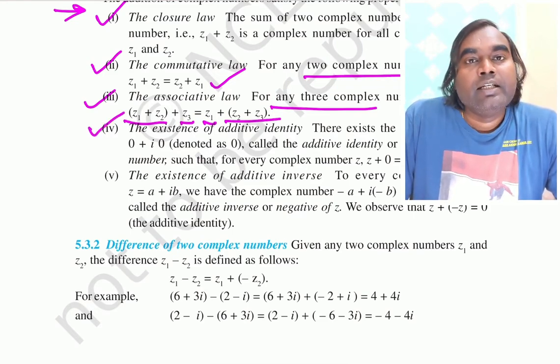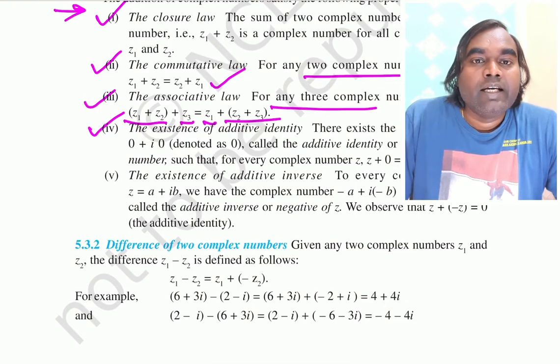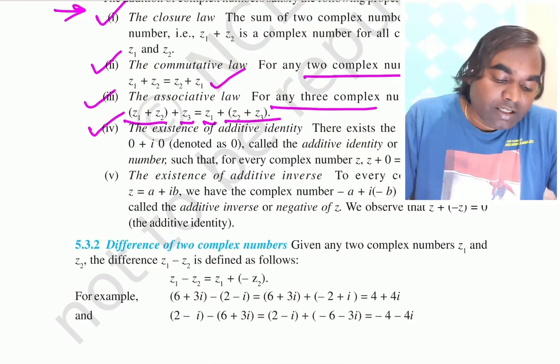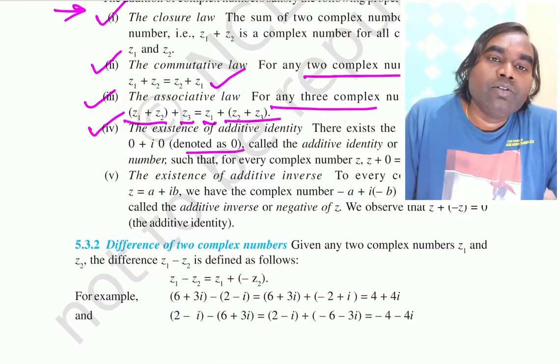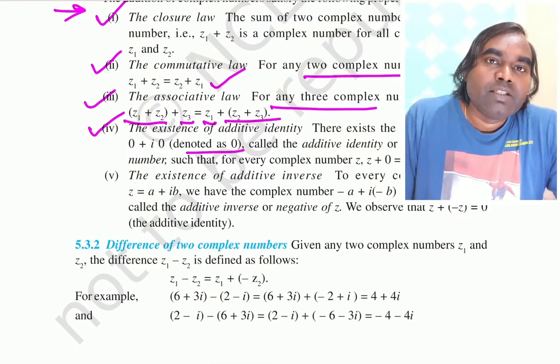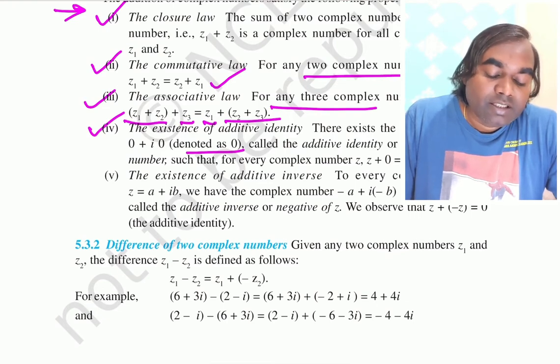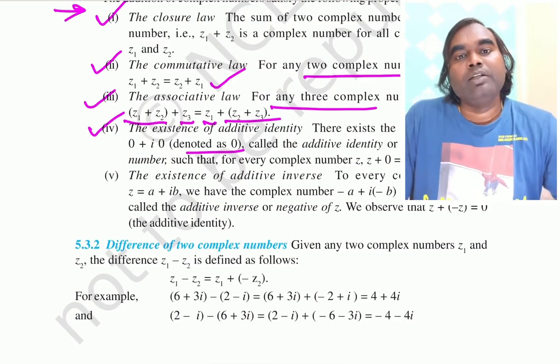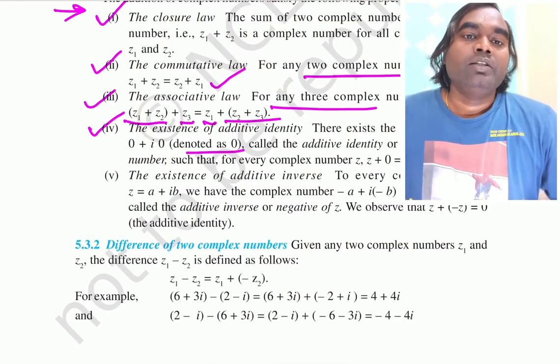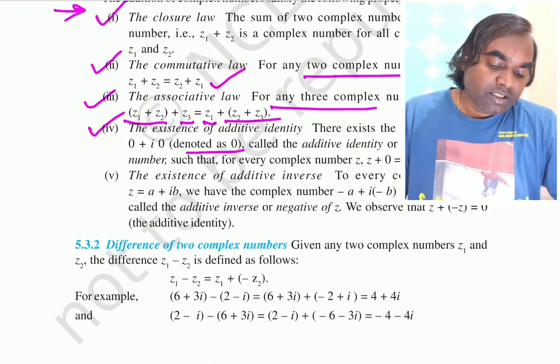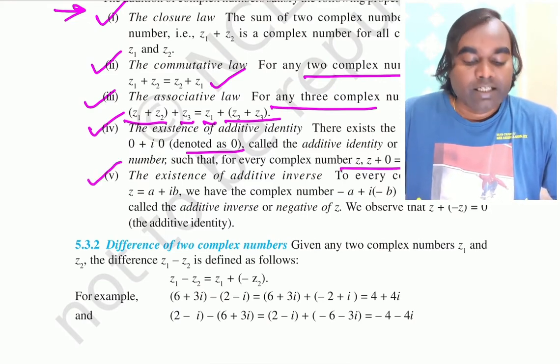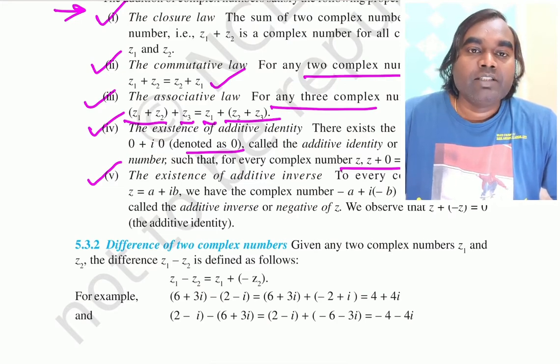Similarly, there exists an additive identity in the complex numbers. That means there exists a 0 belonging to the complex numbers. That means if we add 0 plus i0 to any complex number, the result will be the same complex number.